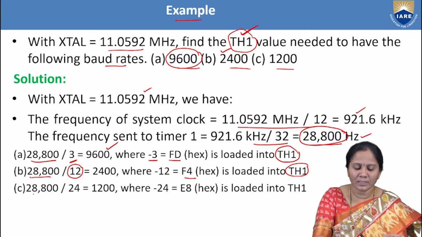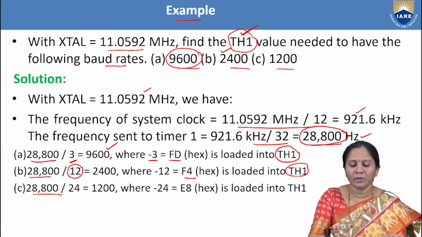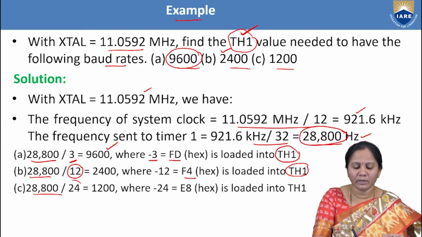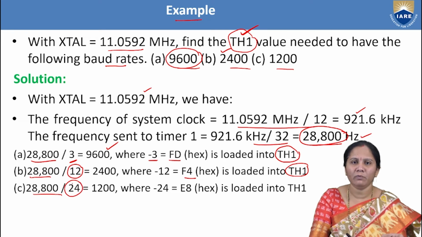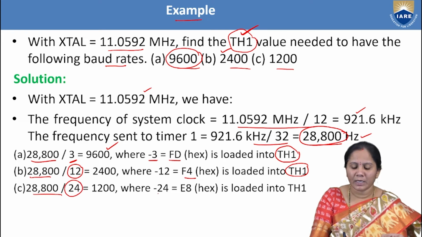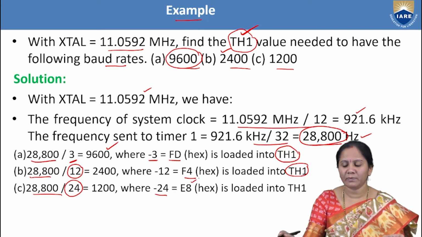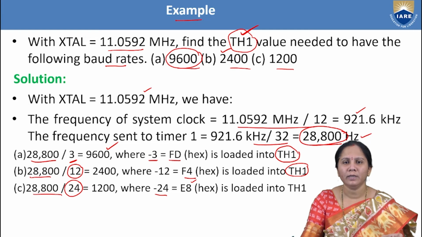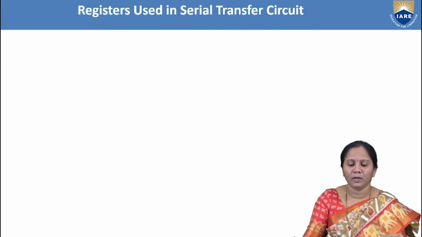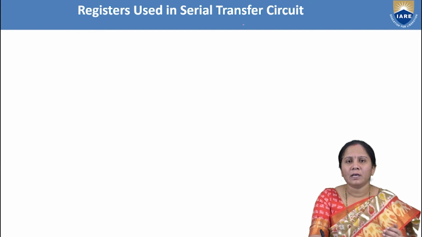And the third one is, in order to get this 12,000 baud rate, the frequency should be divided by 24, and the hexadecimal value of this is E8. This E8 is the value we have to load into the TH1 register. So that is how we have to set the baud rate.